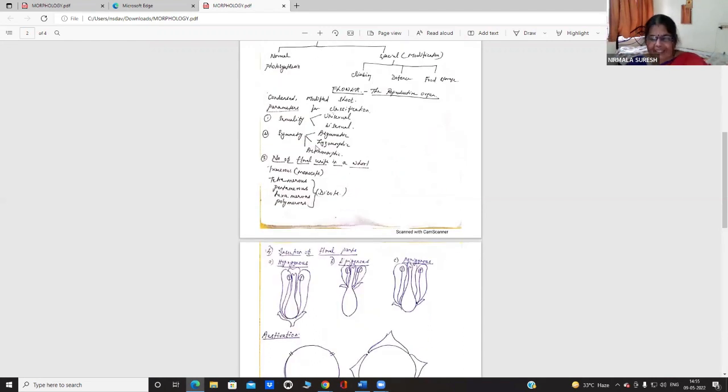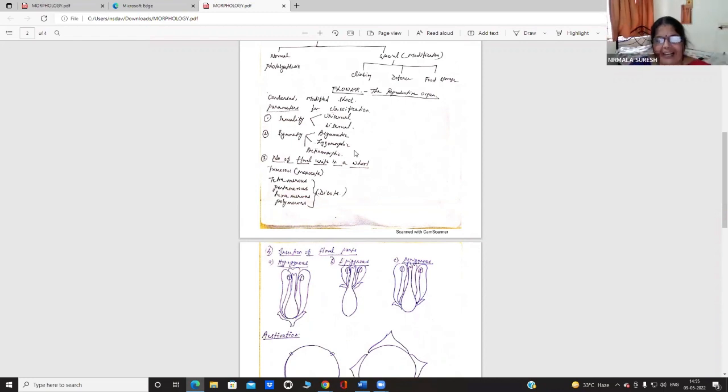Based on symmetry, teachers, we can classify the flowers as asymmetric. The best example of asymmetric is Canna indica, Kalvadai. I hope all of us have Kalvadai in our premises. Yes, ma'am. We can take Kalvadai to class. We can show them the asymmetric flower.